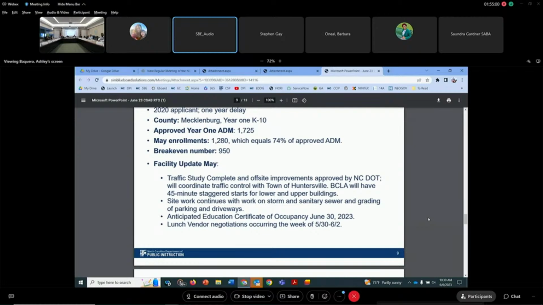And we have their board chair here today, along with Tina Litchford, who is assisting with RTO as well, and their school director, Jennifer Montana. Come on up. Hi, Greg. There's Marty.